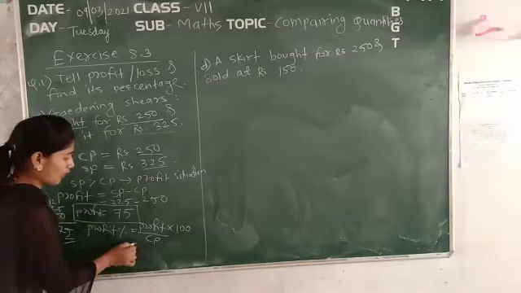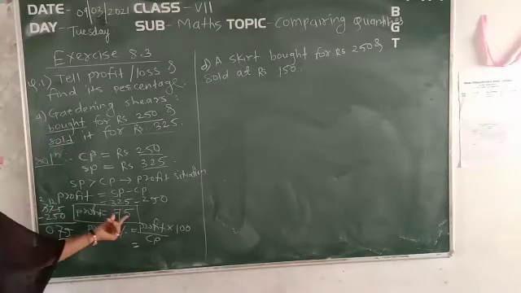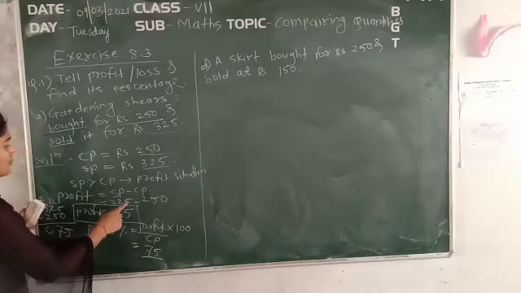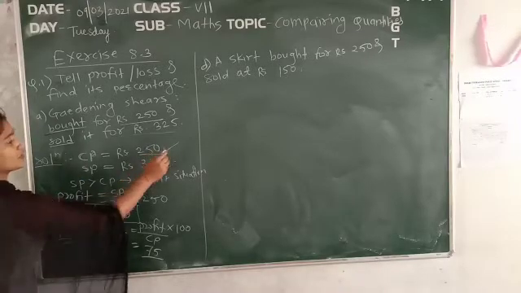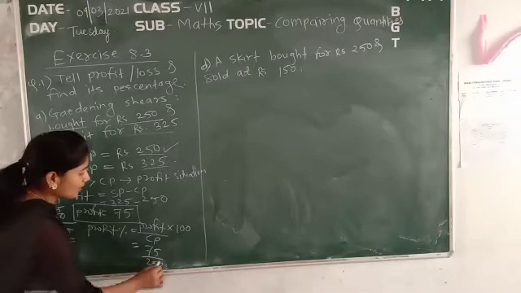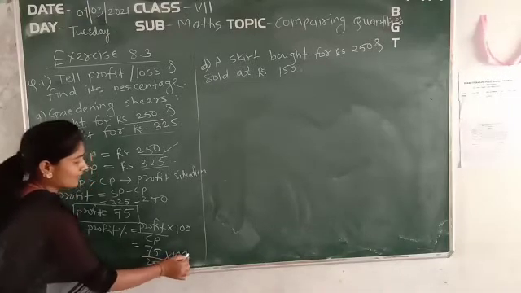So what you have to do right now? Profit. What is the profit? 75. Okay. 75 upon, what is the CP? Where is the CP? That is 250 is the CP. So cost price is 250, multiplied by 100. So I will write it down here.